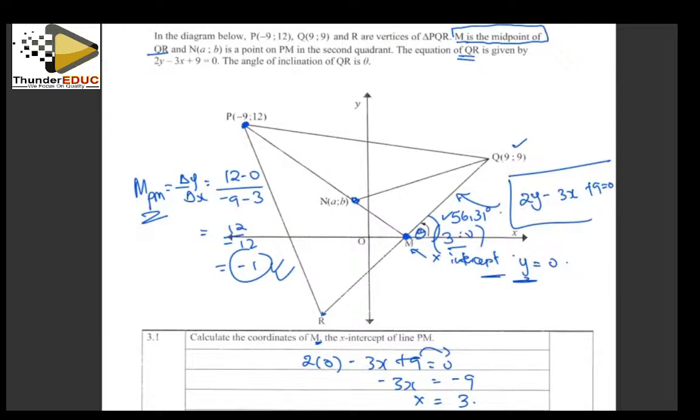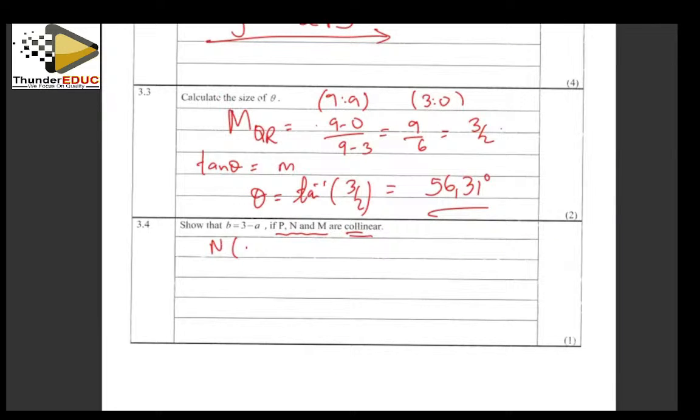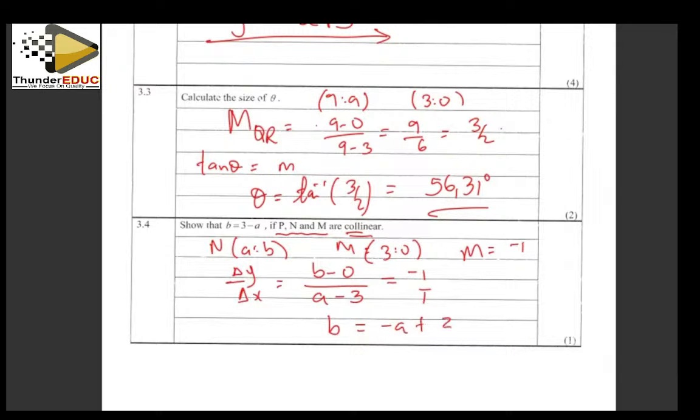So let me use N and M. N is (a, b), M is (3, 0). Let me use this and equate it to the gradient of negative 1. So I'm going to say change in y over change in x. So it's going to be b minus 0 over a minus 3. This must give us negative 1. Cross multiply. So b is going to be negative a plus 3, or the other way around, 3 minus a. So that is 3.4.